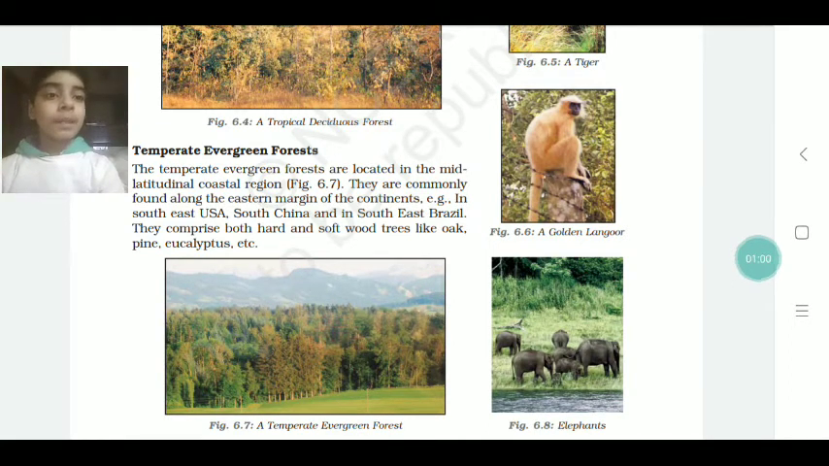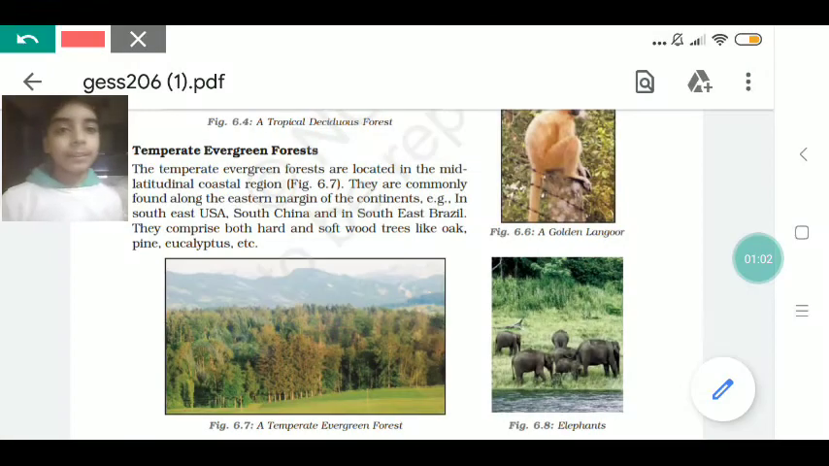So here comes an important line. Let me mark it. I think I should speak it and let me underline the important keyword here. The important keyword here is eastern margin of the continent. They are commonly found along the eastern margin of the continent.